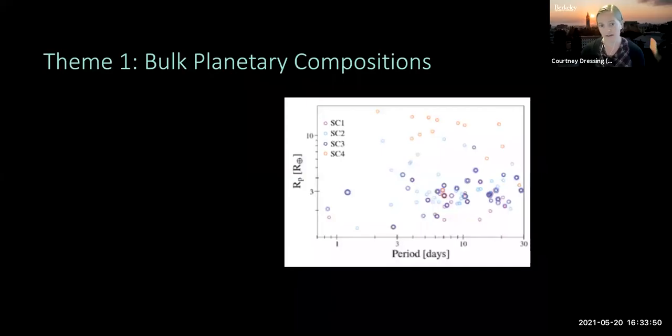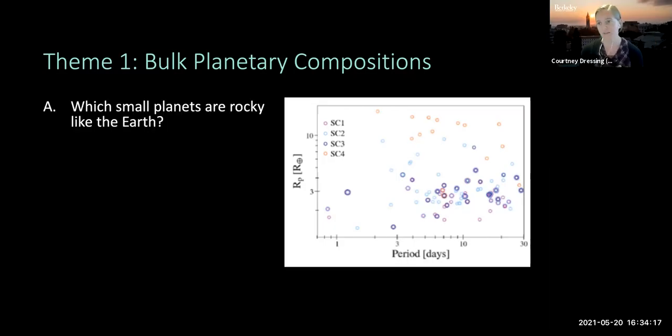Looking at theme 1 for bulk planet compositions, on the right here, you can see the radius and period distribution of our targets. So different colors here indicate those science goals I showed you earlier. If it has multiple colors, that means the target was selected for multiple science goals. So this one here has both blue and purple. So it was selected for science case 2, which is architectures, as well as science case 3, which is atmospheres.